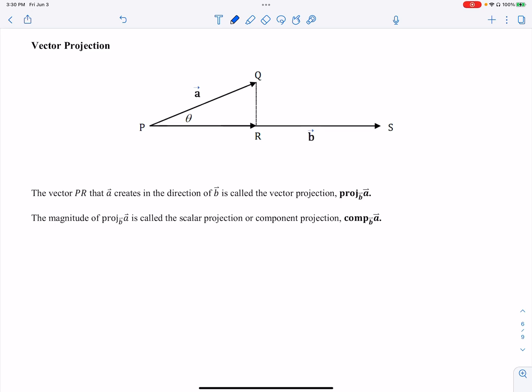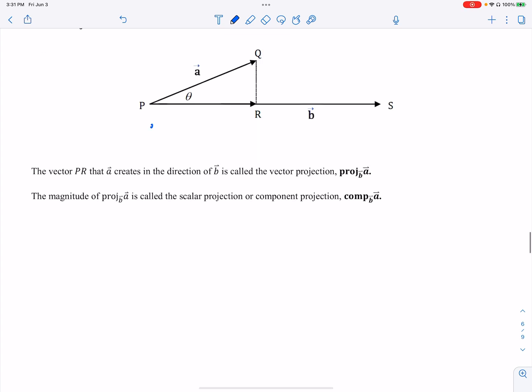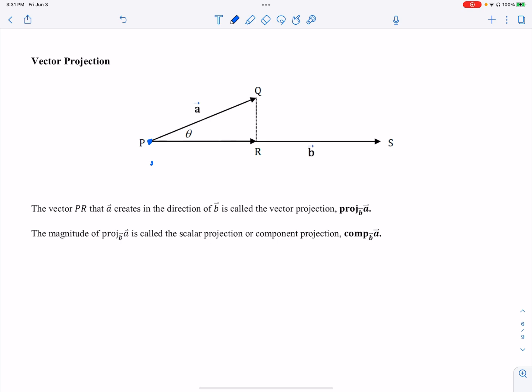In this video, we are going to continue our discussion over the section of the dot product with something called vector projection. Take a look here. Let's get our mind around this picture. We have vector A starting at P going up to Q, and then we have this other vector, the vector PR, that A creates in the direction of B, which is called the vector projection.